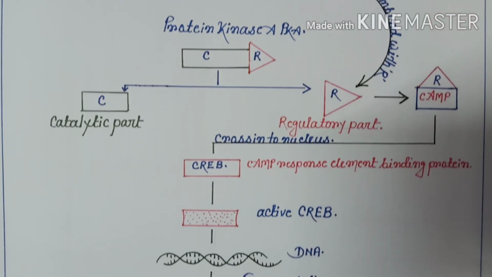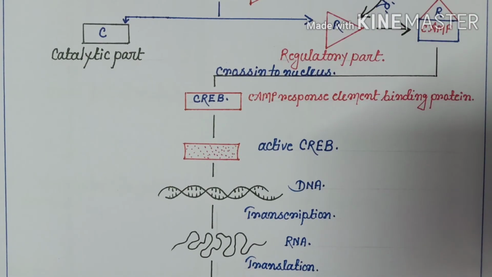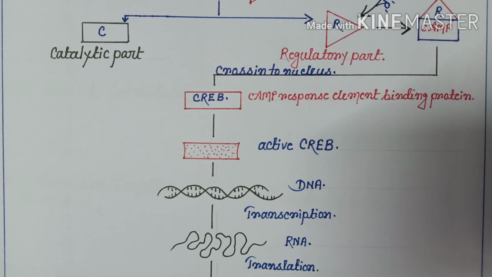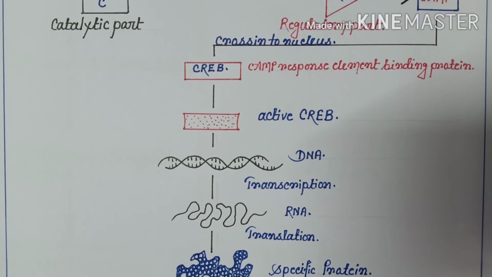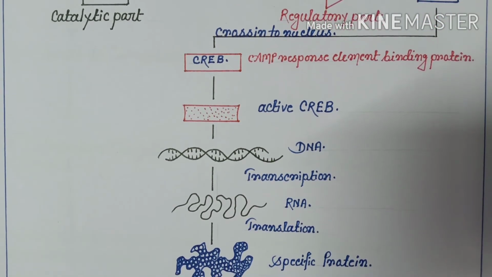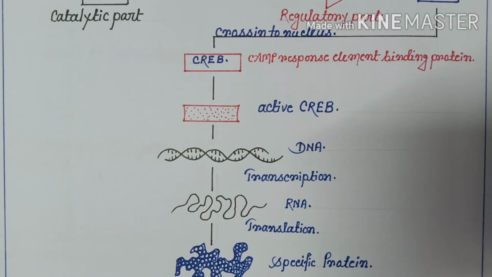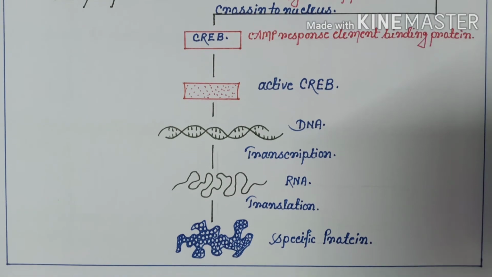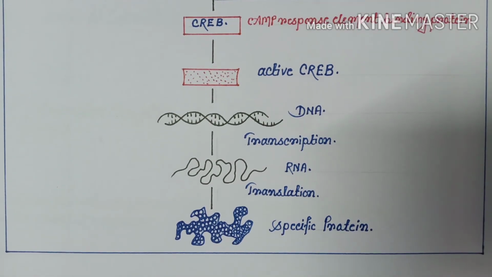Now this active CREB acts on DNA, and by the process of transcription this DNA forms an RNA, and after formation of RNA, this RNA comes out from the nucleus. In the cytoplasm, this RNA, through translation, helps in the production of specific proteins, and these proteins perform specific functions.